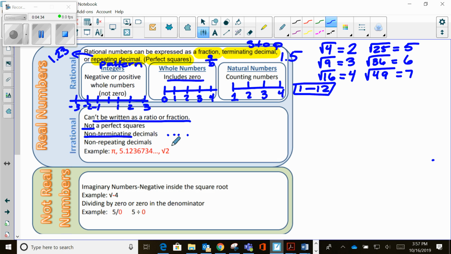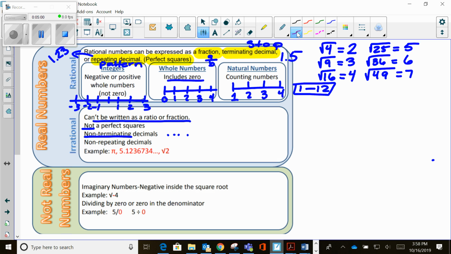The square root of 2 is a non-perfect square, so it is also irrational. Then we have the numbers that are not real numbers. We're not going to worry too much about those. They are called imaginary numbers. We are not learning about imaginary numbers, but when you have a negative under the radical or a 0 in the denominator, that is not a real number. We are only focusing on rational numbers and irrational numbers.